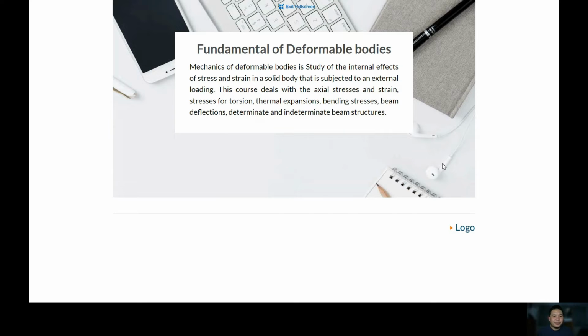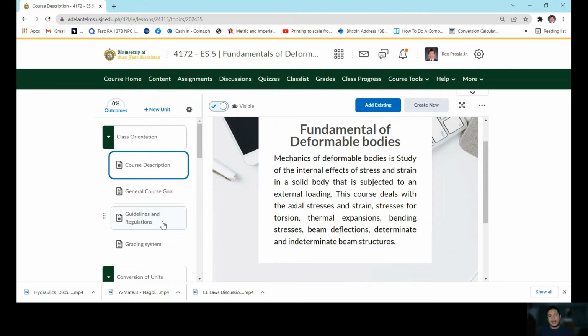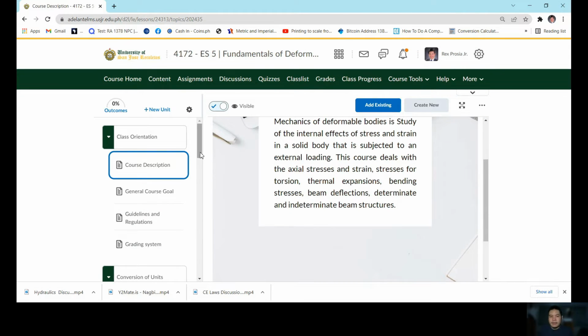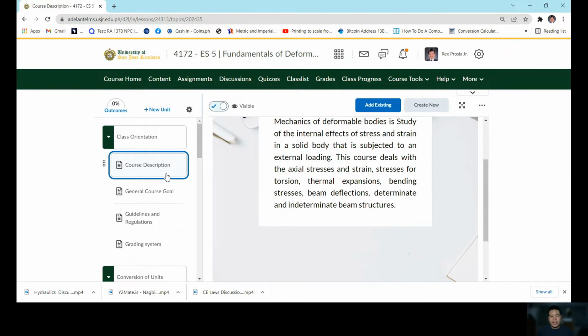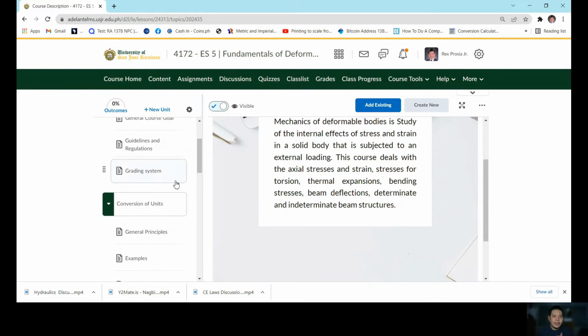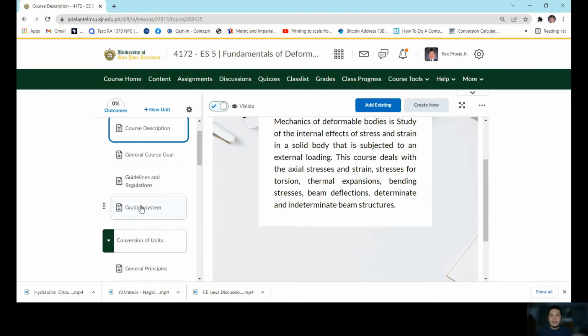Alright, so here we go. For the general course goal, course guidelines and regulations, and the grading system, I know that you have already read the class orientation. So I'll skip that one, and for this video go to the conversion of units. I am skipping it because I want to keep this video as short as possible, to save your data or your internet connection.